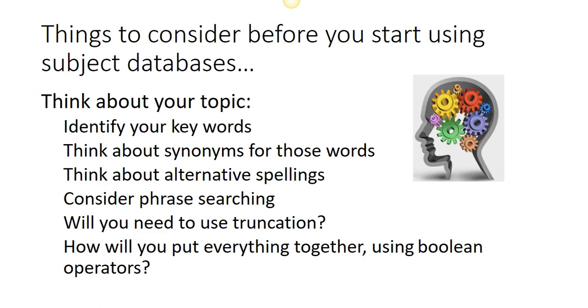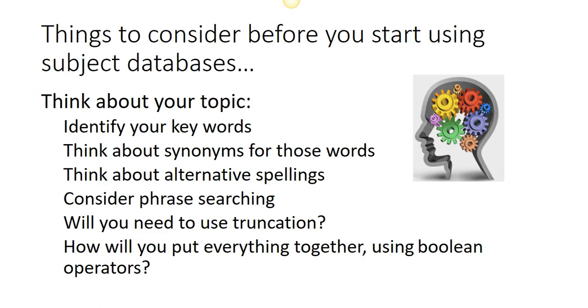So before you start searching, it might seem obvious, but you need to think about your topic and identify your keywords. When it comes to actually doing an independent research project or a dissertation, then you need to actually narrow your topic down to focus in on a key element of something that interests you. Because if you search too broadly, you might find too much information and you might find that somebody else has already done the work before you.